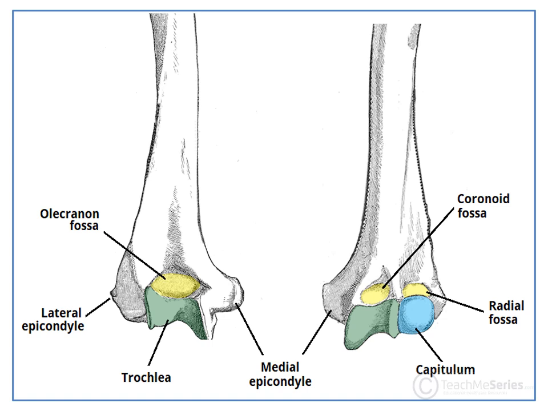Anteriorly, we have the trochlea. Trochlea is shown here in green. This is the structure that articulates with the ulna to form the elbow joint. We have the capitulum in blue.